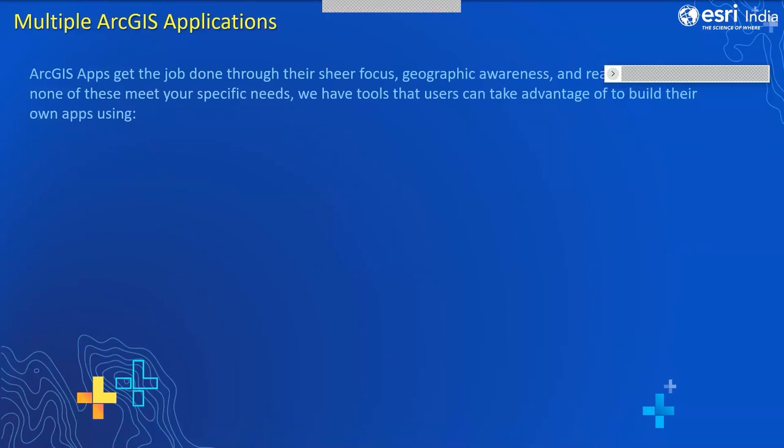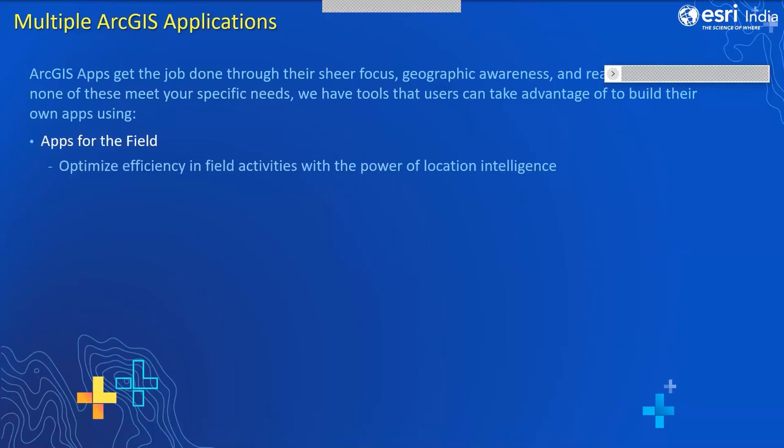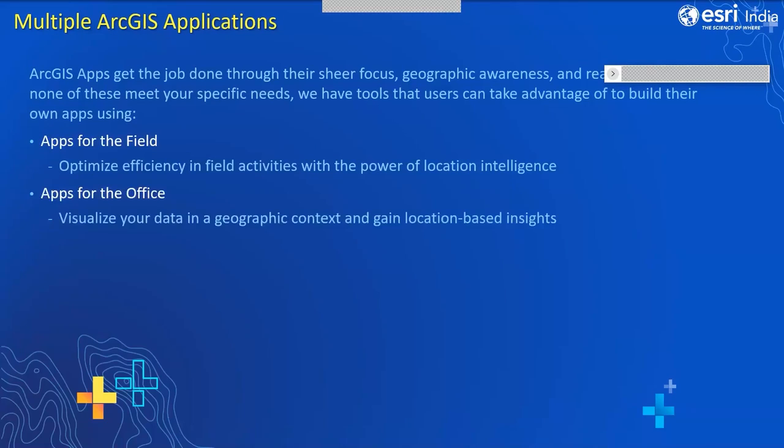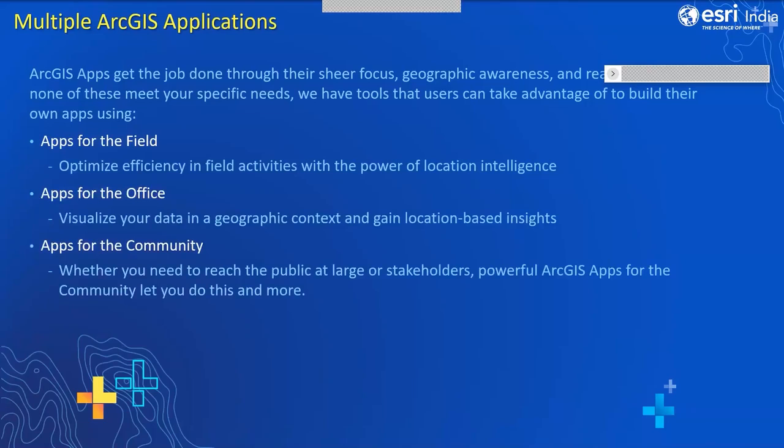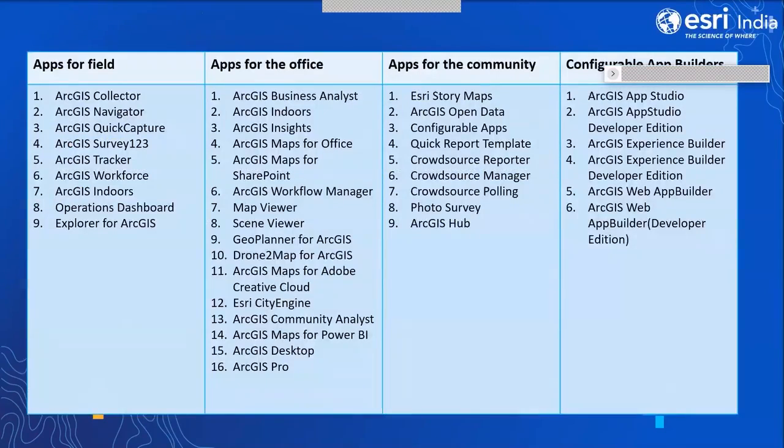As I have mentioned, we have applications for different scenarios. We have multiple applications for field apps, and then multiple applications for people working in offices for creating GIS content, and we have apps for engaging with the community as well, and also configurable app builders for building your own customized applications. So in short, let me show you what applications are available in these four different sections. Here is a table showing the applications that are available in the different sections, such as apps for the field.